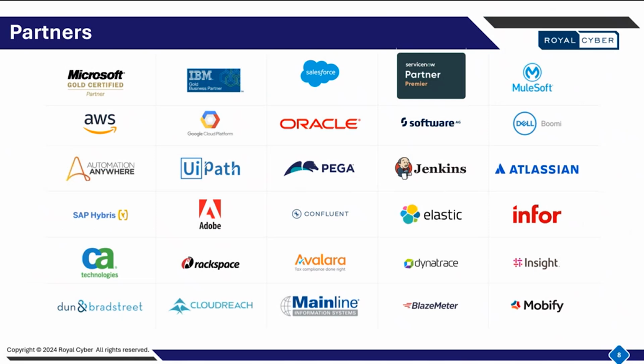Royal Cyber is a proud partner with many top technology vendors, including Microsoft, IBM, SAP, Google Cloud, AWS, Oracle, and many more. These strategic partnerships ensure that our clients benefit from the most innovative and cutting-edge technologies available. By working with the leading vendors, Royal Cyber is able to provide comprehensive solutions that drive success and innovation in rapidly evolving digital landscapes.